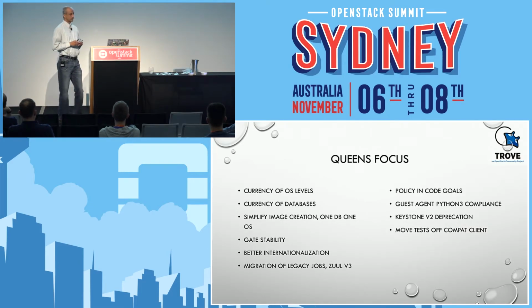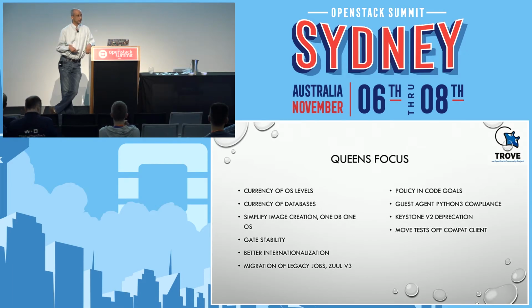So what are we focusing on in Queens, during the Queens cycle? This is not meant to be a committed list. This is meant to be the things that we're actively working on. Some of them will get done. Some of them we might not get done. What we notice is that there are a lot of currency issues. A lot of the work on the database and the guest agents, the elements, we're all sort of lagging behind.